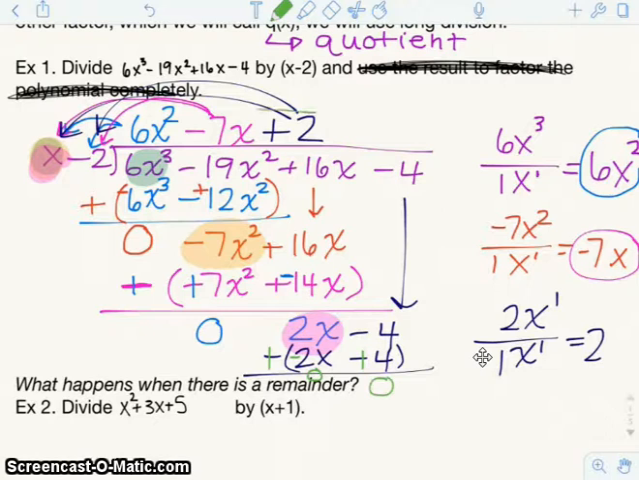So this right here is actually my final answer. This is my quotient. There is no remainder in this case. I was left with 0. That means everything divided in perfectly.